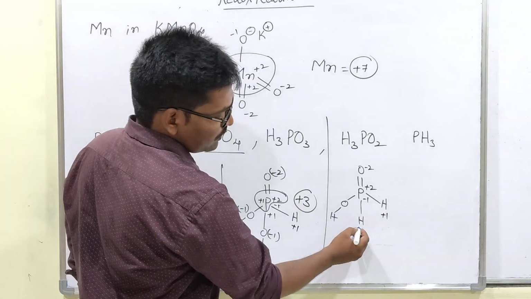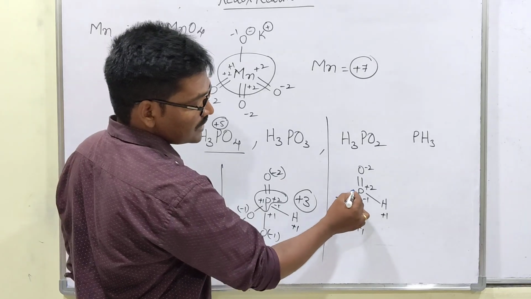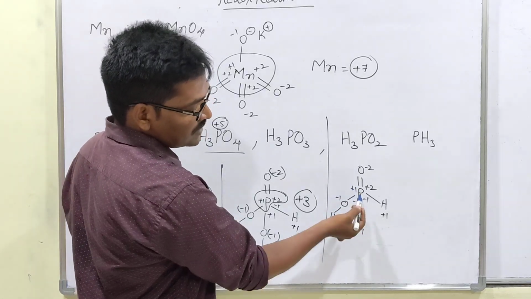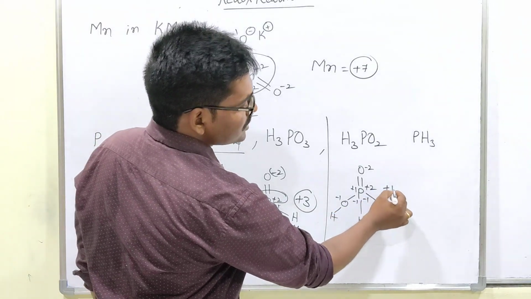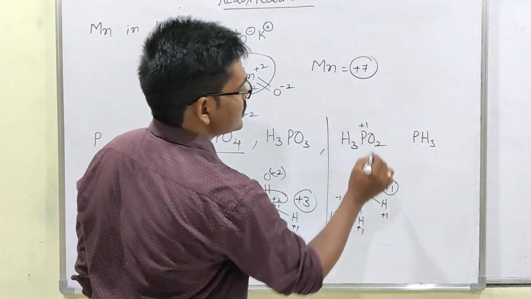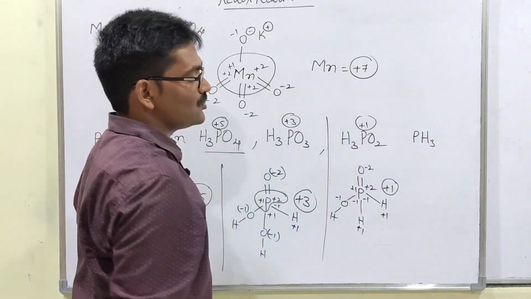So then even here also +1 oxidation state, -1 oxidation state. Then here -1 oxidation state, +1 oxidation state. So once +1 -1 cancel, then +2 -1, then +1 oxidation state will be present in it. Here +3 oxidation state. Sir, what about the PH3?